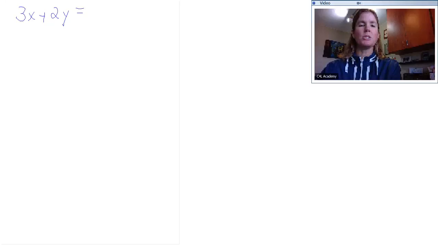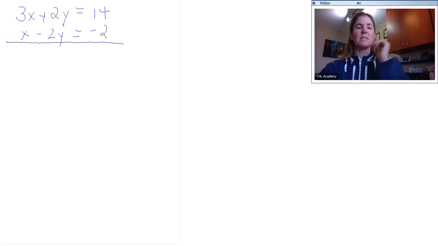3x plus 2y equals 14. And let's do 1x minus 2y equals a negative 2. And that negative's kind of funky in there. It obviously might not necessarily be a word problem, but you could be out $2 in a bank account or something like that in your wallet. So a negative 2 shows up here in this problem.